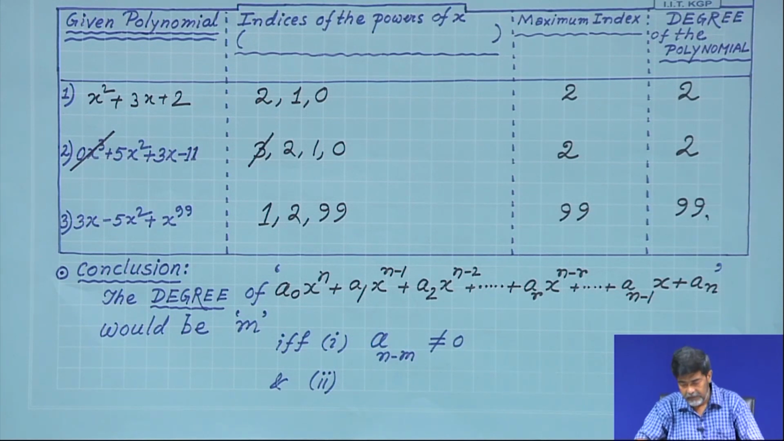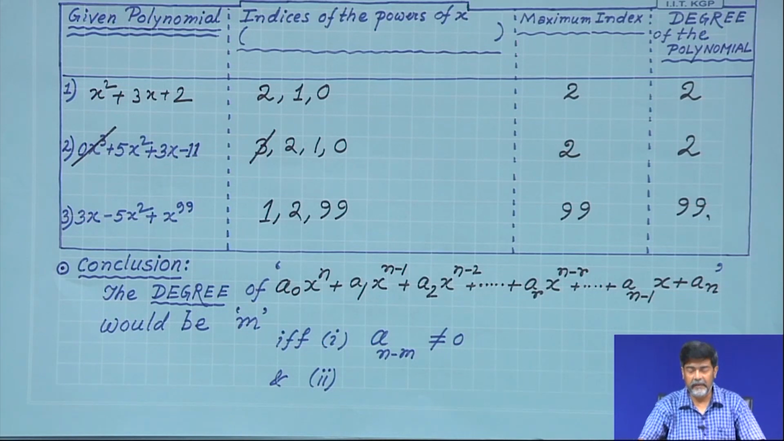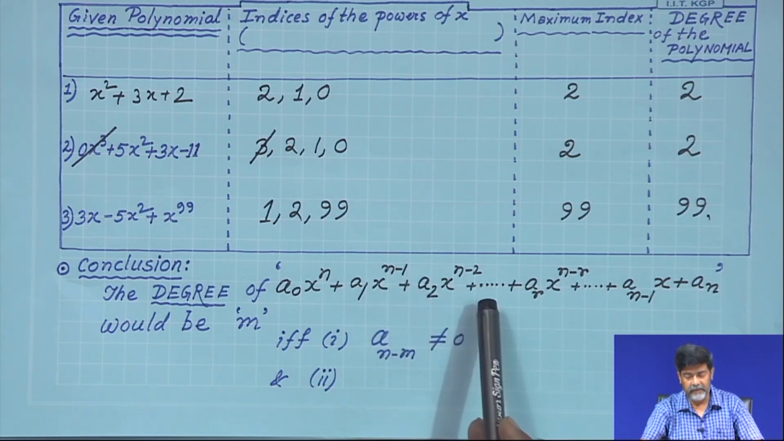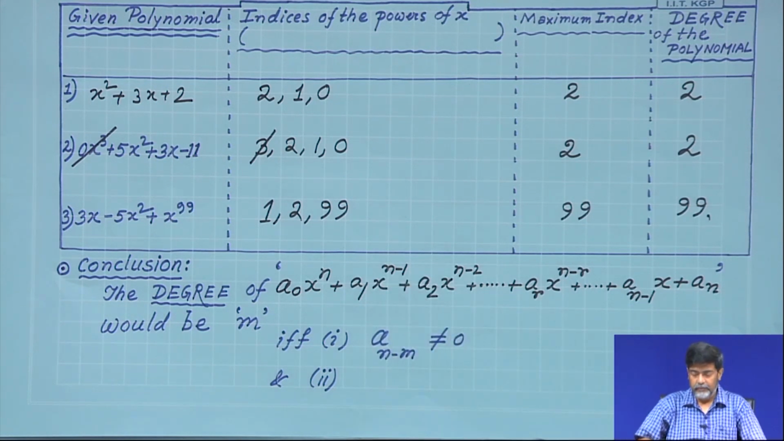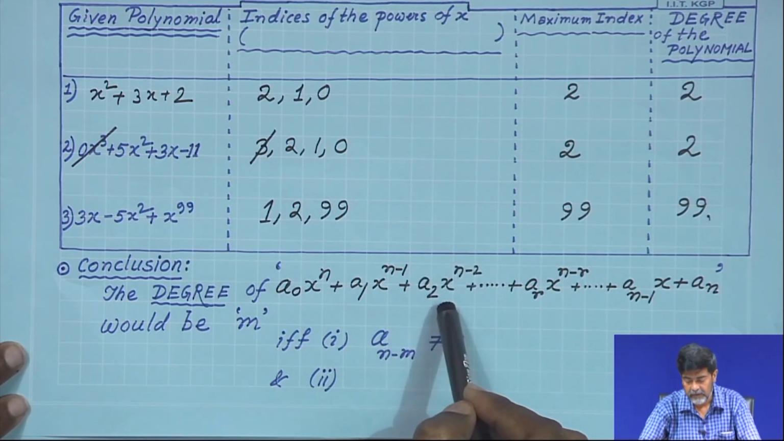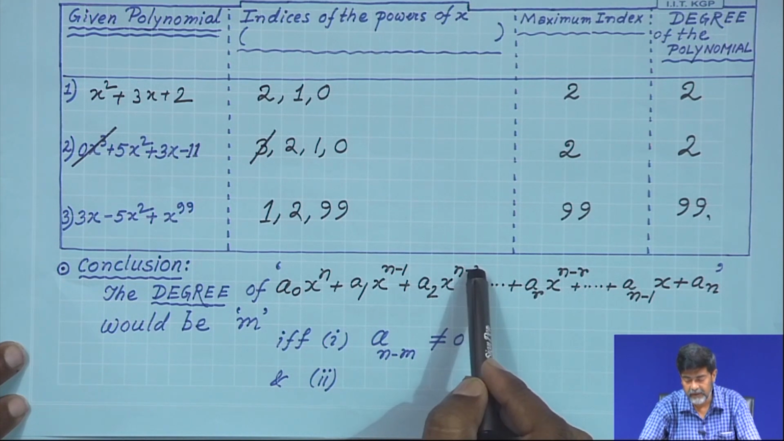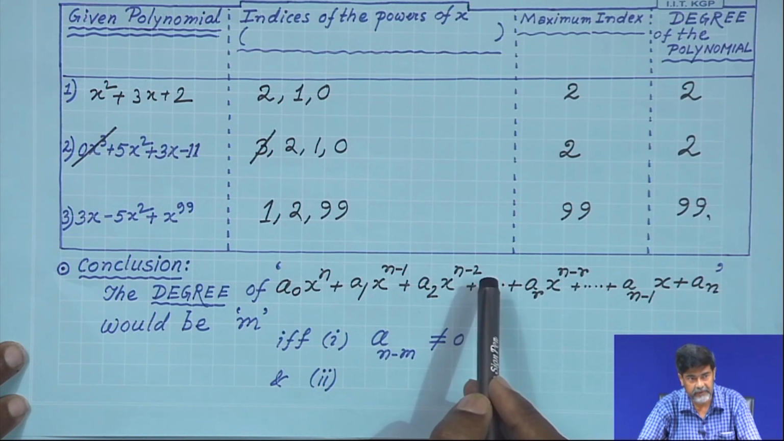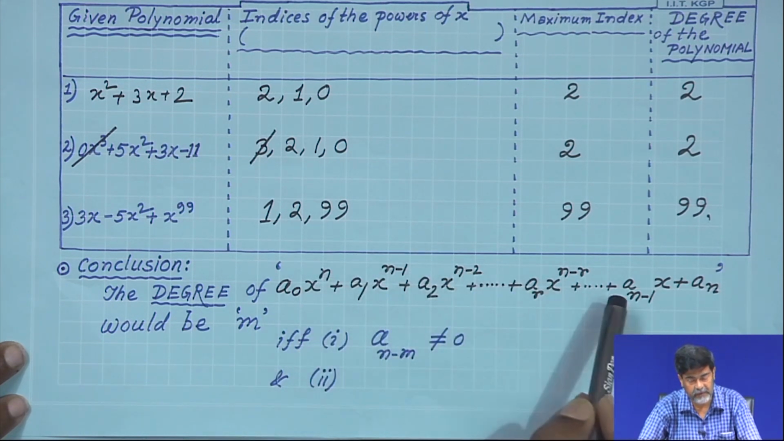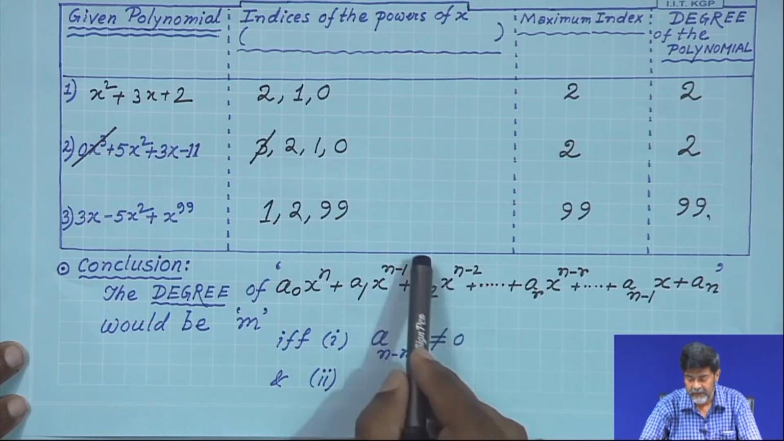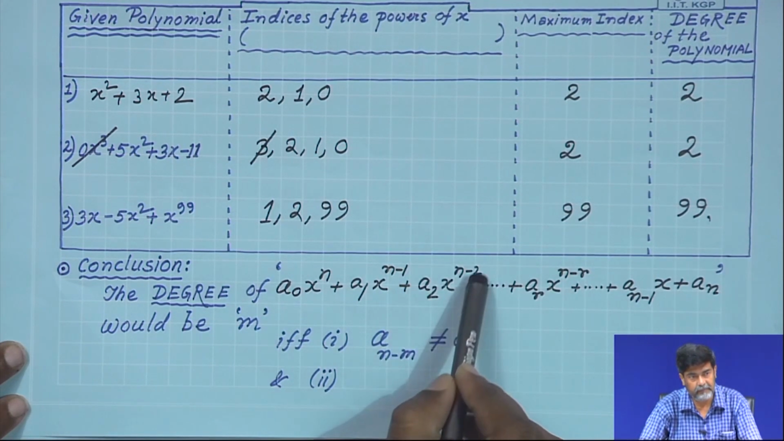No, sir. Okay. Now, we are considering the general expression of the polynomial a0 x to the power n plus a1 x to the power n minus 1 etc. up to an. Now, the indices of the powers are in a reducing series n, n minus 1, n minus 2 etc. If we move to the left, the index will be increased, and if we move to the right, the index will be decreased. Suppose this will lead to the maximum power.